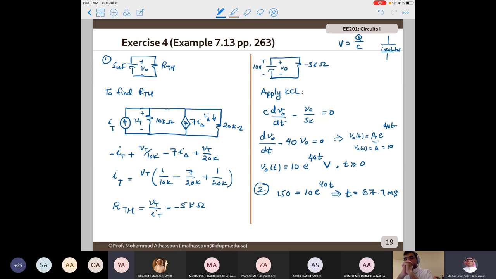Doctor, isn't the current the same in the circuit where we have 10 volts and minus 5 kilo ohm? Why did we apply KCL? Are the currents in opposite directions? Or?